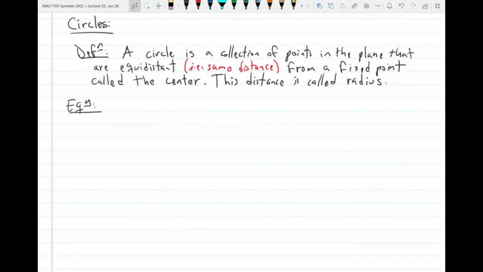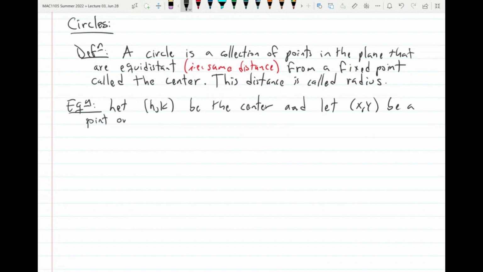So let's use the definition. Suppose that you have a point on a circle. So first of all, let h comma k be the center, and let x comma y be a point on a circle with center h comma k and radius, typically we use the letter r. And radius r, because radius is distance, it has to be greater than 0. Okay?